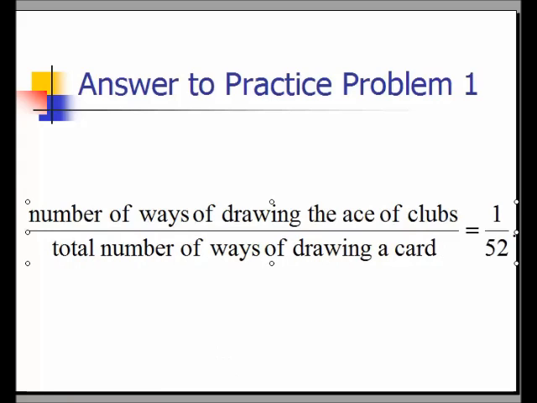Here's the answer to practice problem 1. It's 1/52. Recall that we're using the probability formula, and we're making a ratio of the number of ways of drawing an ace of clubs over the total number of ways of drawing a card. Well, there's only one ace of clubs in the deck, therefore there's only one way to get it. And the total number of cards in the deck is 52. Therefore, the probability is 1/52.